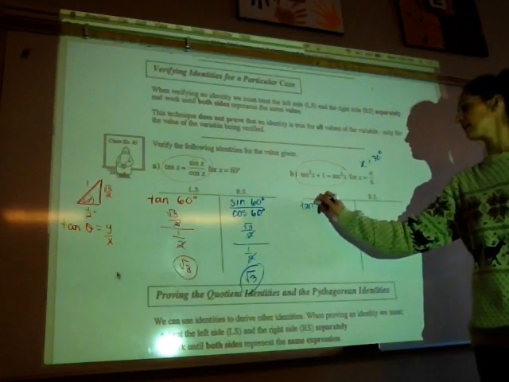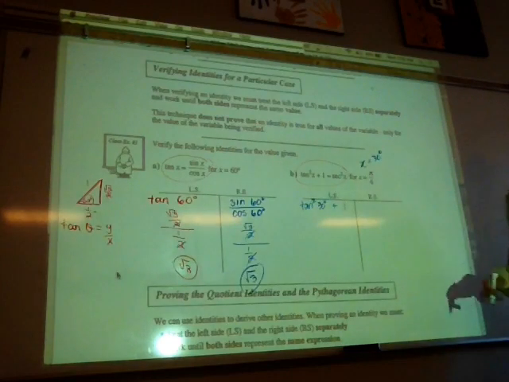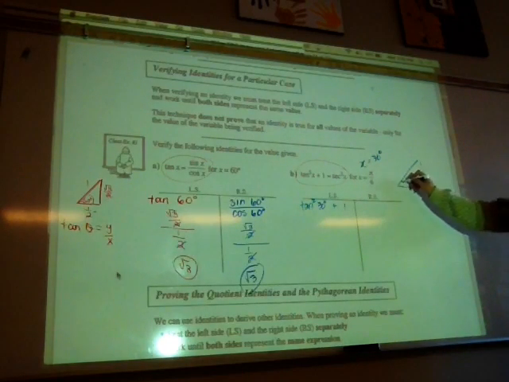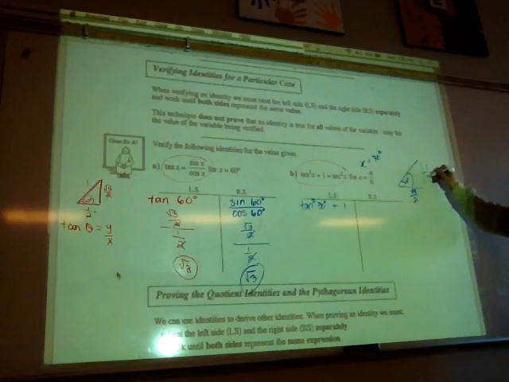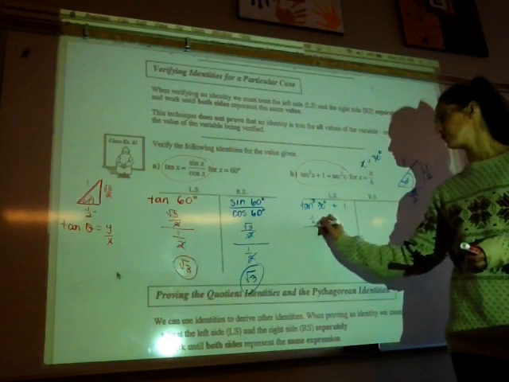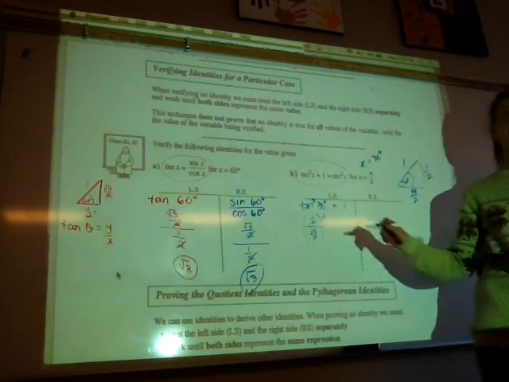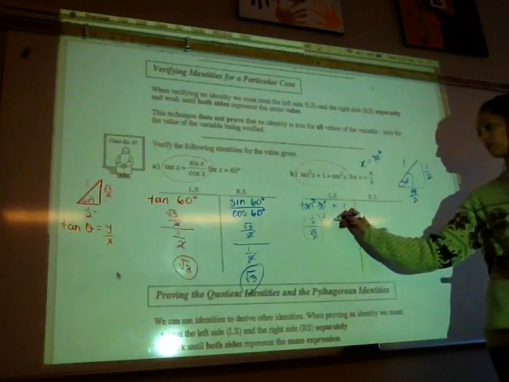Okay, so tan 30 degrees squared plus 1. Let's break that down. So we need a special triangle of 30. Our x value will be root 3 over 2, our y will be 1 over 2, and hypotenuse is 1. Okay, so if we look at the ratio for tan, it's opposite over adjacent, which means we'll have 1 over 2 over root 3 over 2, all squared, because it's tan 30 squared, and then plus 1.